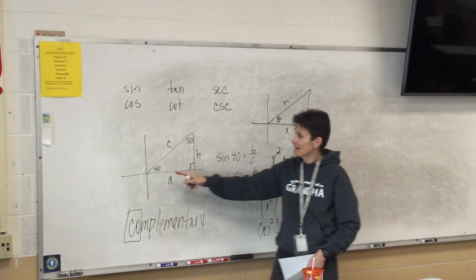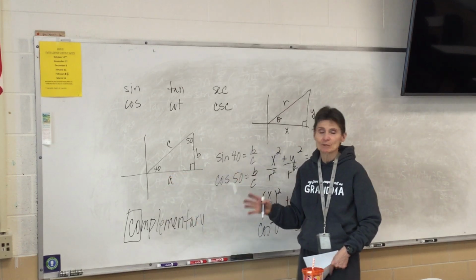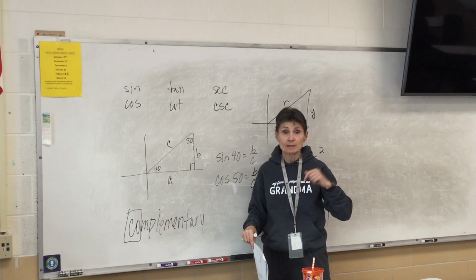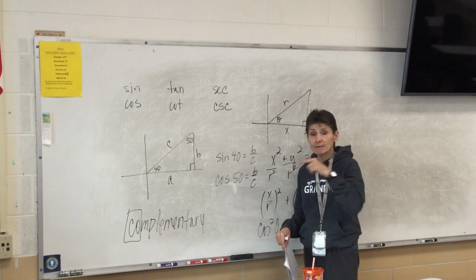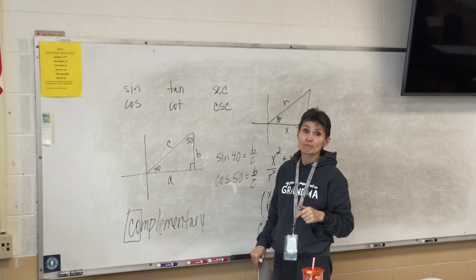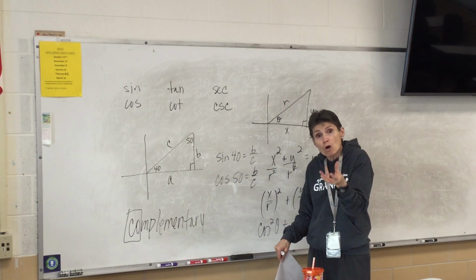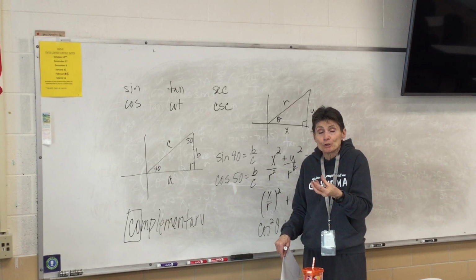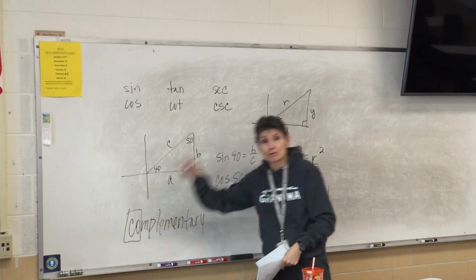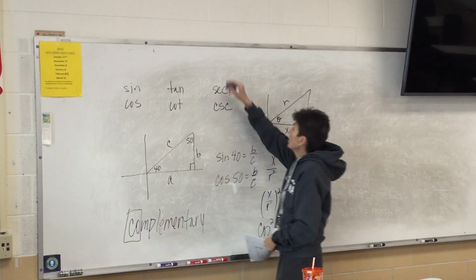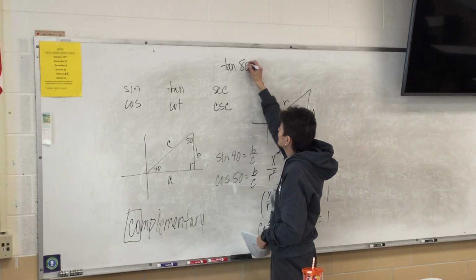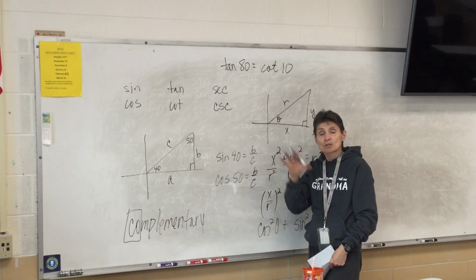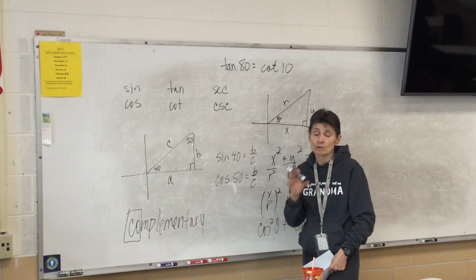Notice that the sine of 40 is the same as the cosine of 50. And if you don't believe me, type it in on your calculator. Make sure you're in degrees. Cosine 50 is the same as sine 40 because the co-functions have the same value for complementary angles. So the tangent of 80 is equal to the cotangent of 10. That's what it means to be co-functions.